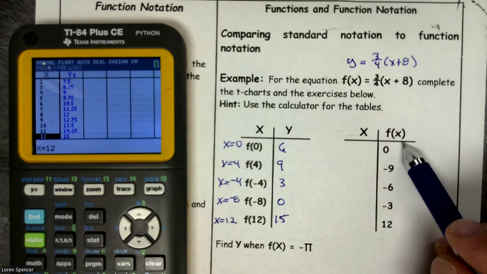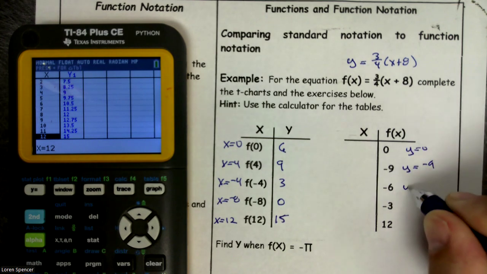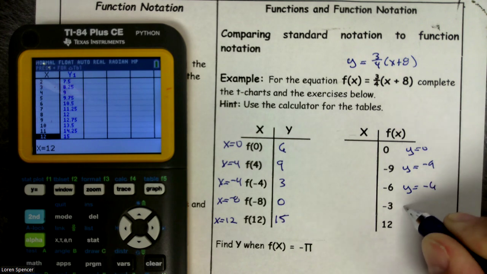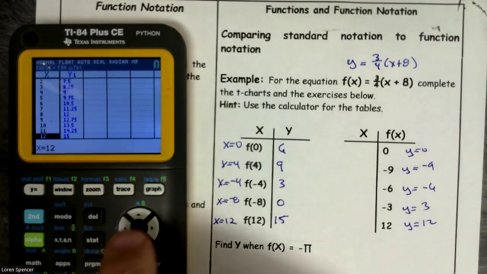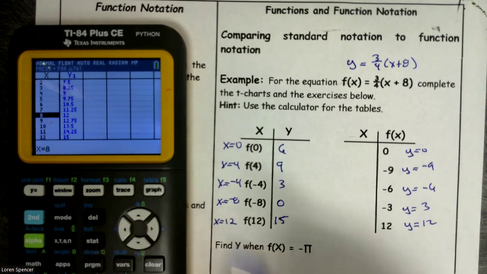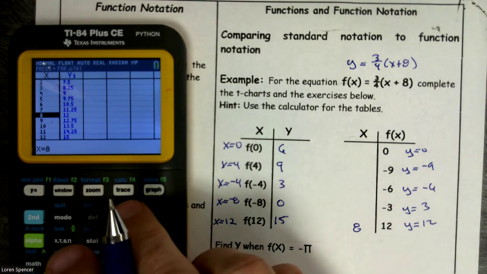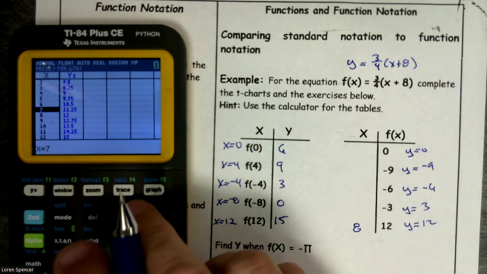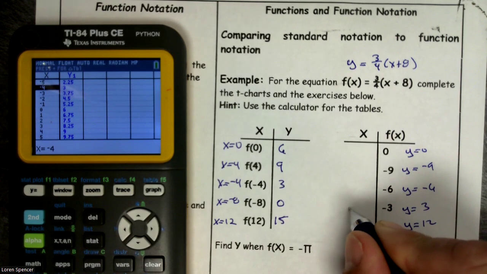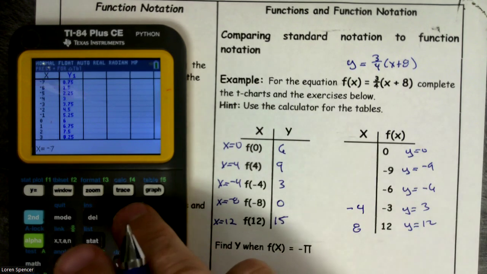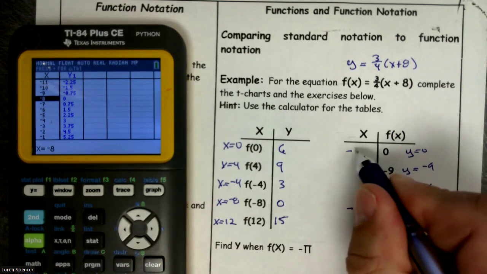All right. Over here, they're saying y equals 0, y equals negative 9, y equals negative 6. This is y equals negative 3. This is y equals 12. So let's see if we can find those values. So I happen to see y equals 12. That happens when x equals 8. All right. And then scrolling down, looking for y equal to 3. That happens when x is negative 4. Looking for a 0. That happens when x is negative 8.